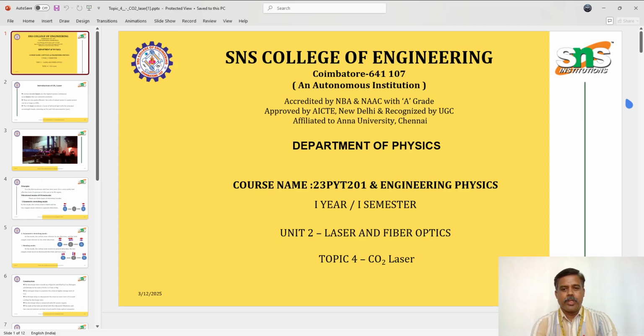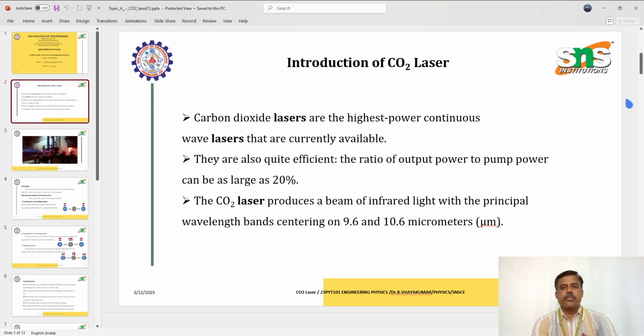The topic we discuss today is the CO2 laser. The CO2 laser is the first molecular gas laser, and it comes under the types of gas laser. Introduction of CO2 laser: carbon dioxide lasers are the highest power continuous wave lasers that are currently available. They are also quite efficient.